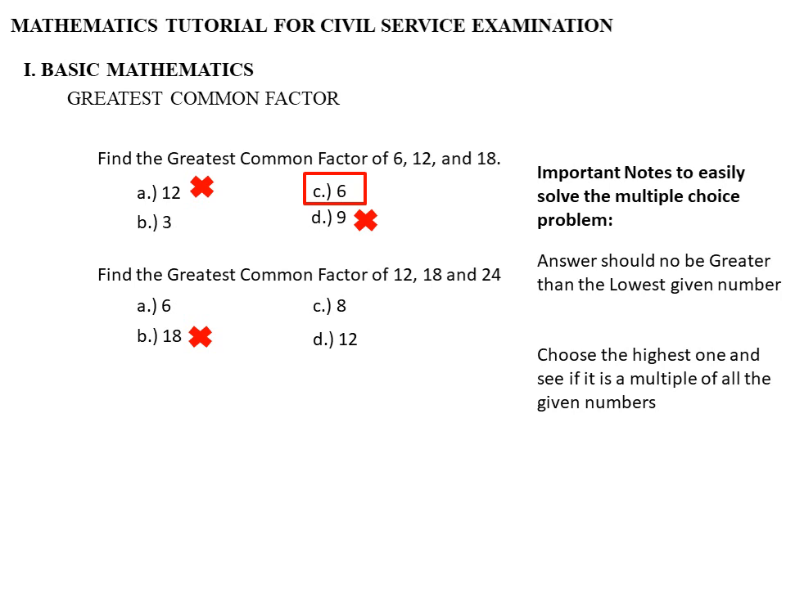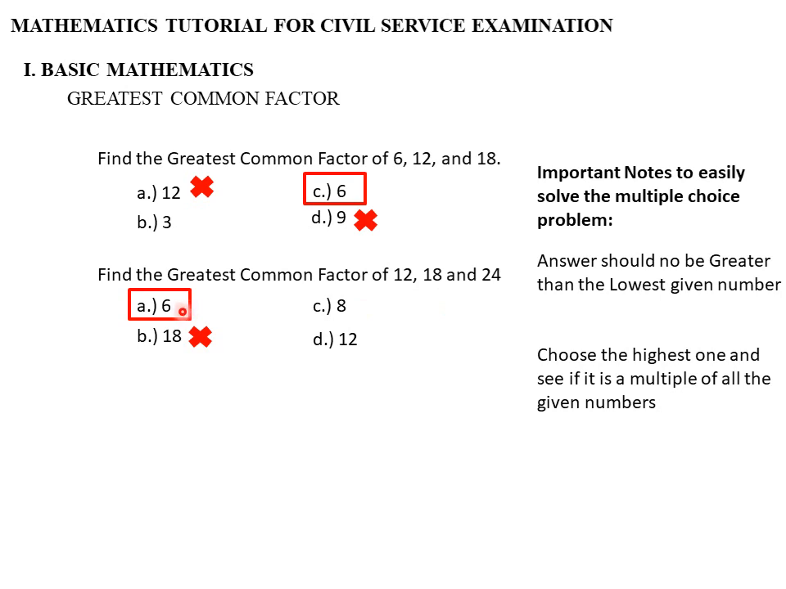So is 12 a factor of 12? Yes. Is 12 a factor of 18? No. So 12 is eliminated. And then let's try 8. Is 8 a factor of 12? No. So 8 is also not a common factor of 12, 18, and 24.